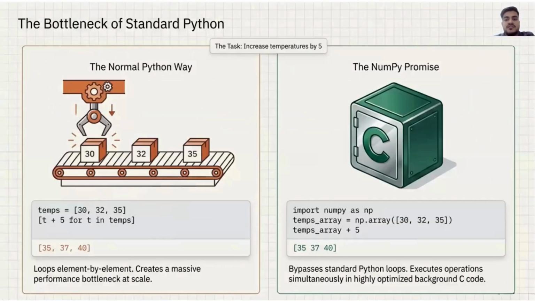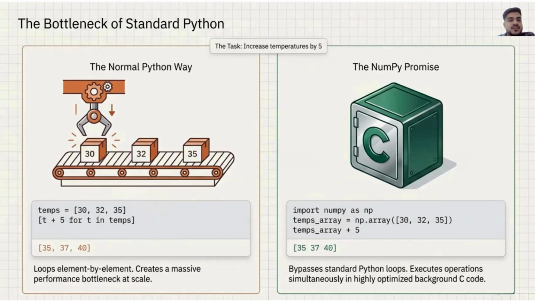Here, the bottleneck of standard Python. Let's look at exactly what we are trying to solve. Imagine you have a simple task: increase a list of temperatures by 5 degrees. The standard Python approach forces you to write a loop, processing each number element by element at a massive scale. This creates a huge performance bottleneck, but NumPy changes everything. By converting the data into a NumPy array, you bypass standard Python loops entirely. It executes the math simultaneously across the whole dataset using highly optimized background C code.